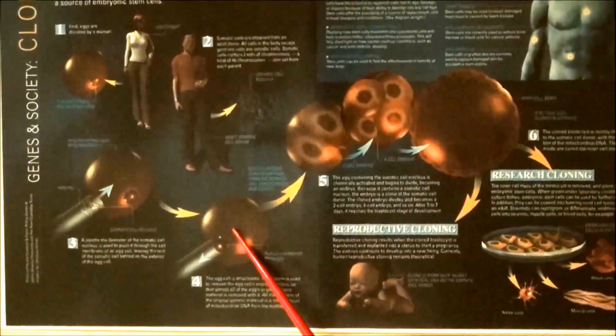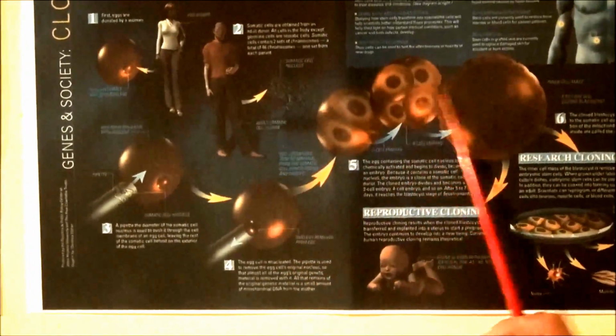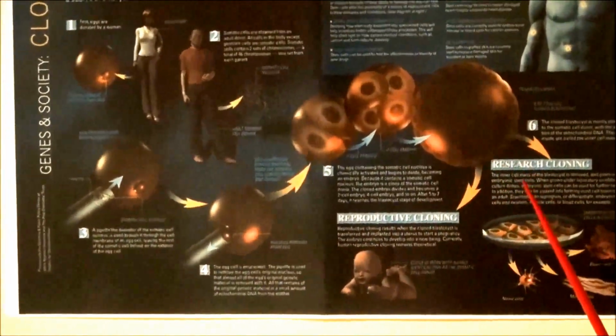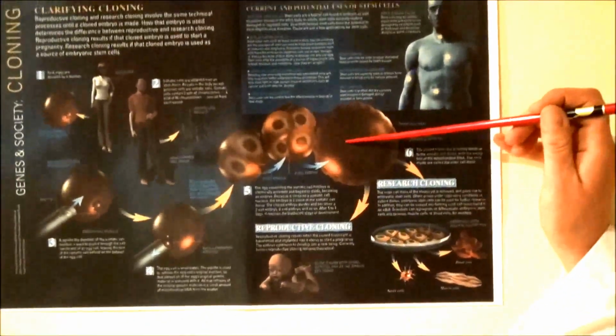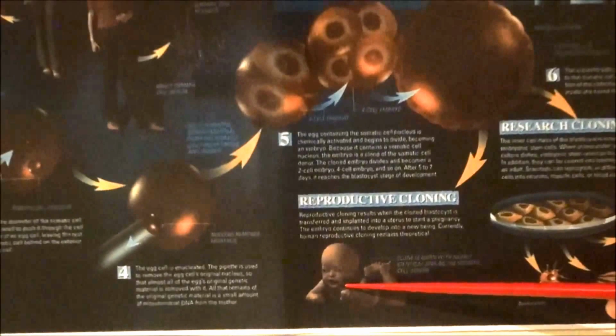So once we have this nice new fertilized egg with your cells only, it will be implanted into the surrogate that you've chosen and will make a new baby, and that will make your human clone.